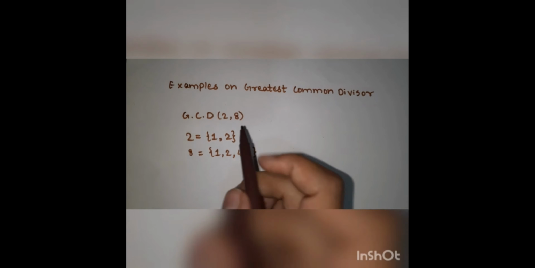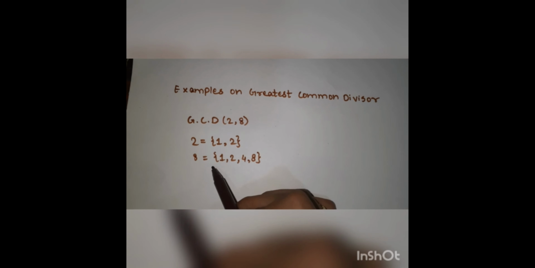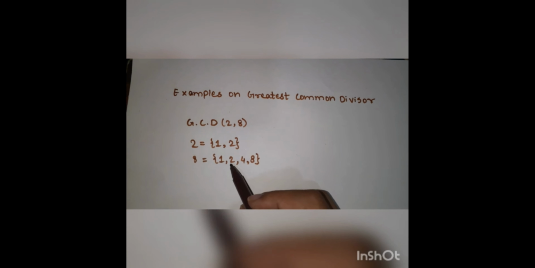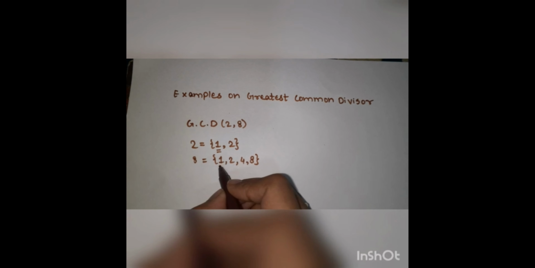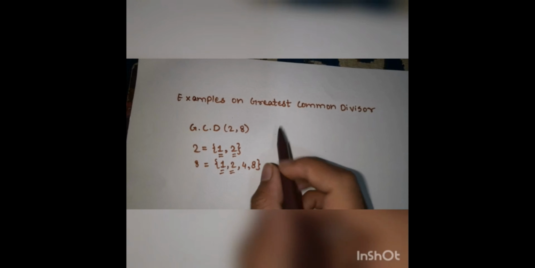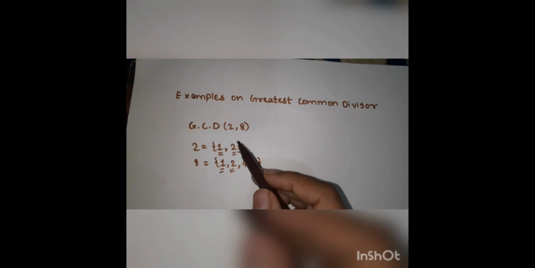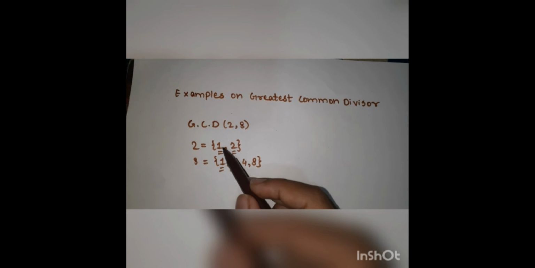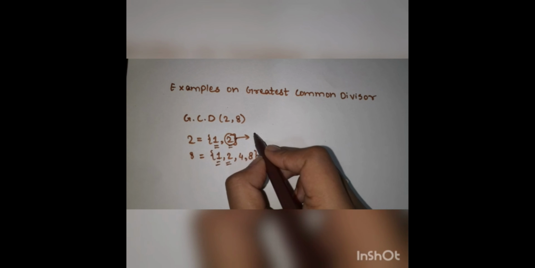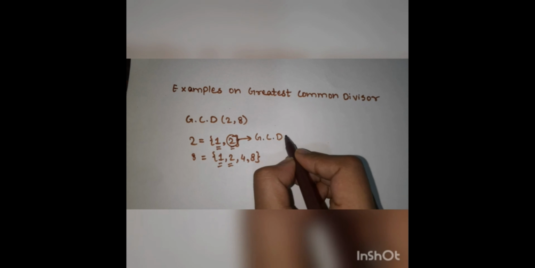Now we have listed out the divisors of 2 and 8. Now we'll find out the common divisors between these two numbers, that are 1 and 2. Now we'll find out the greatest common divisor between these two. The greatest between 1 and 2 is 2. Therefore the GCD becomes 2.